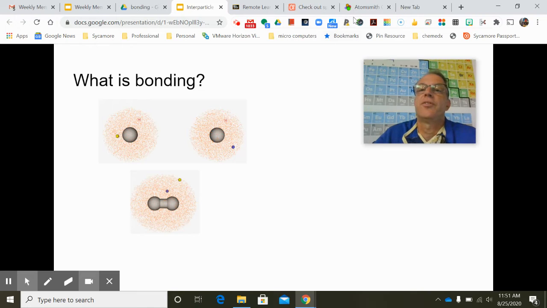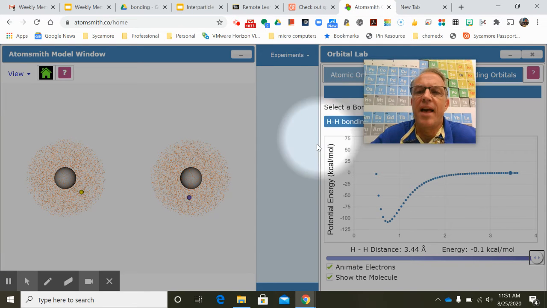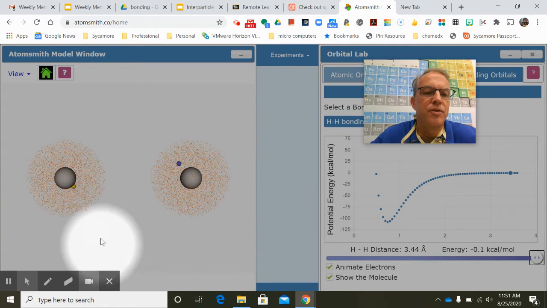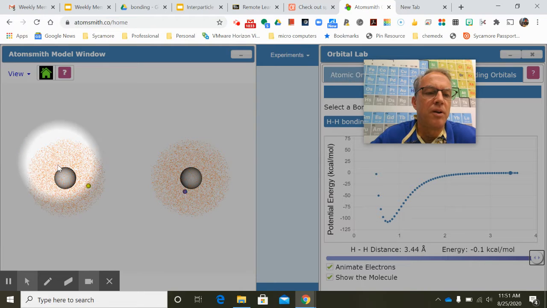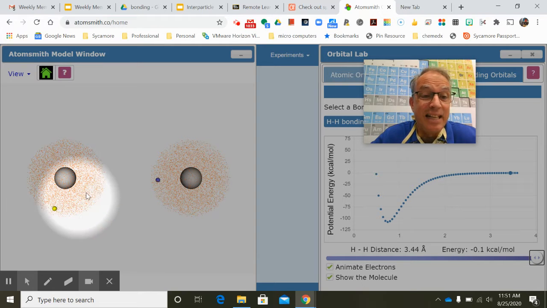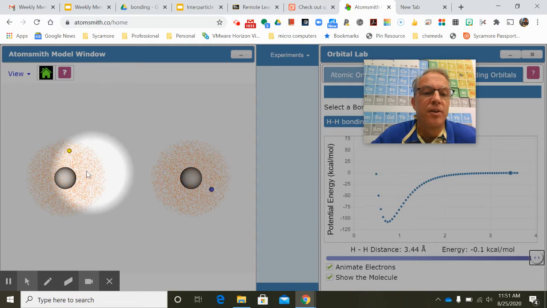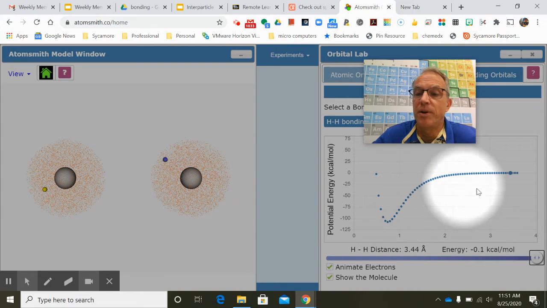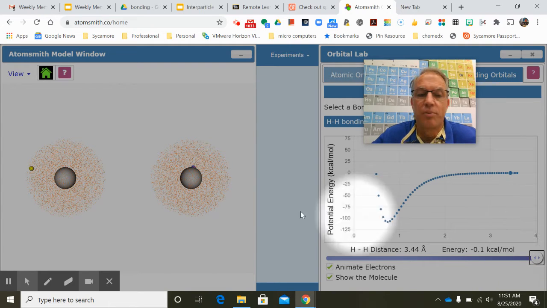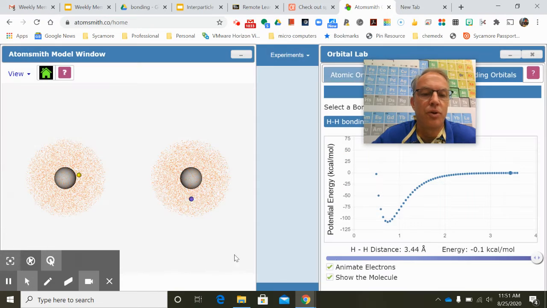To demonstrate this in a nice little model, we have this atom smith right here. If you take a look, here is a model of a hydrogen atom with a nucleus and an electron in the electron cloud, which is the probability of where we can find it. Here's the other one, and they're far apart. This nucleus attractive force goes way out here, but it's too far away to grab this electron. But watch what happens as I bring it in closer and closer.